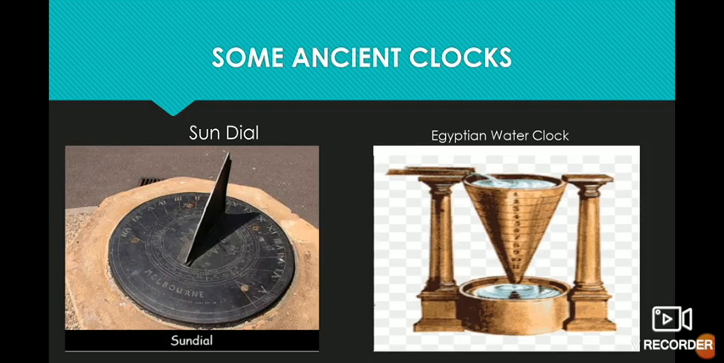Let us now take a look at some pictures of ancient clocks. On your left, you see a sundial. So, a sundial was a clock which used the shadow formed by the light of the sun. So, you can see a round instrument there, and right there in the middle, you see a slanted stick. So, wherever the shadow falls, that indicates the time of the day.